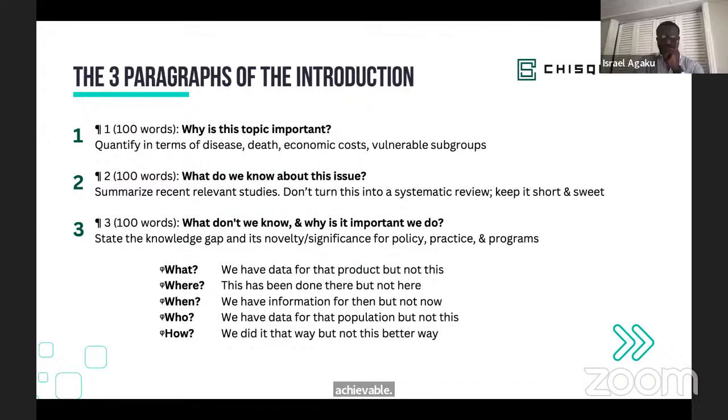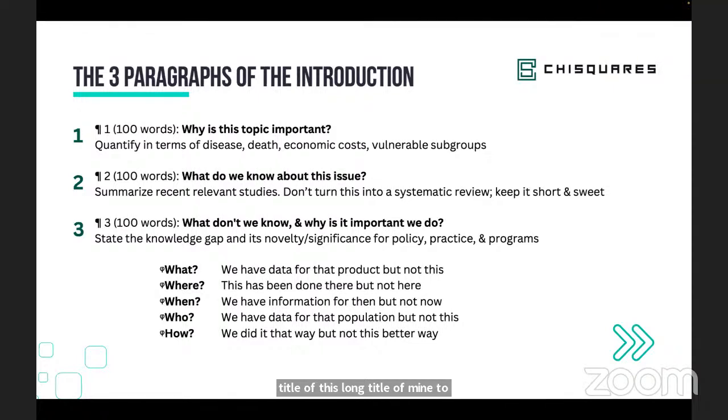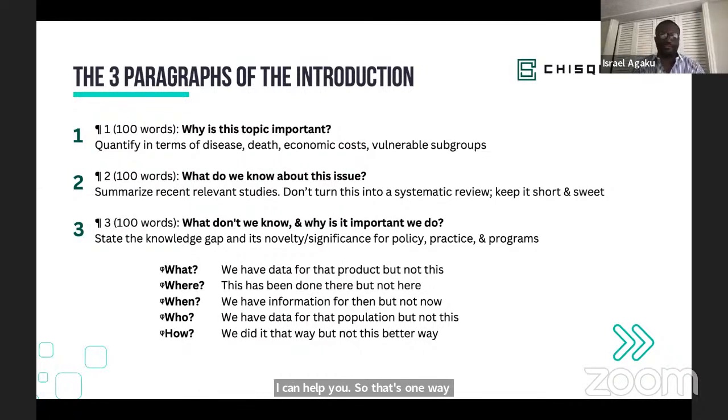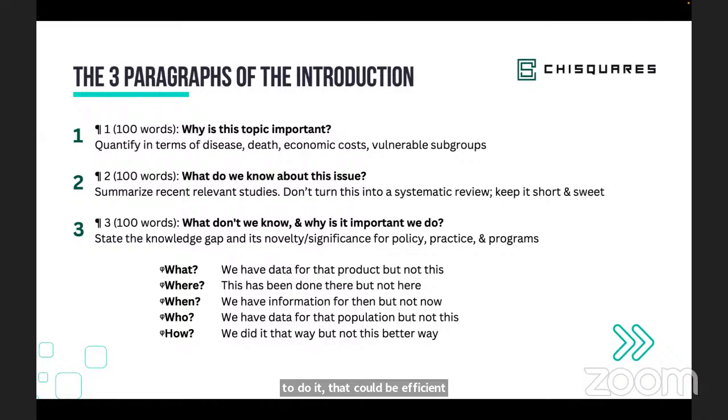All right, so one way to practice is where you can use ChatGPT. Take your extremely long title, feed ChatGPT with examples of short titles, and tell it, please narrow down this long title of mine to what you have seen in the previous examples I showed you. And it can help you. So that's one way to do it. That could be efficient and practical for you to execute.